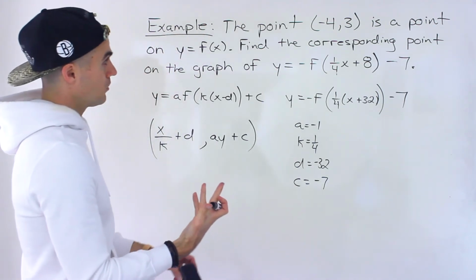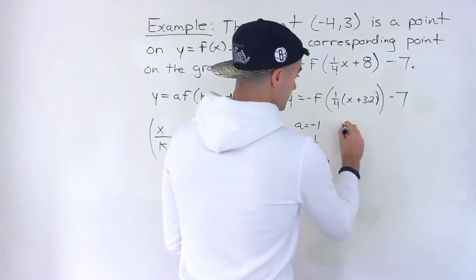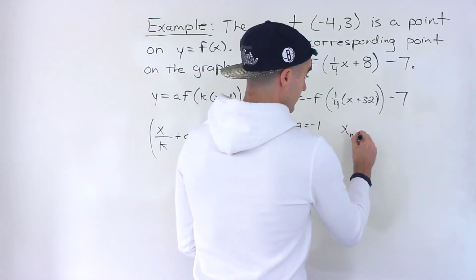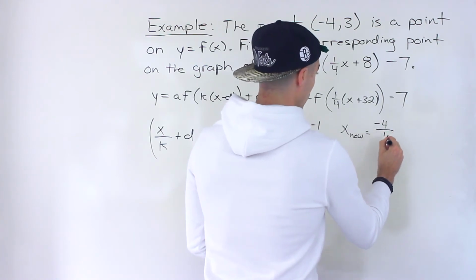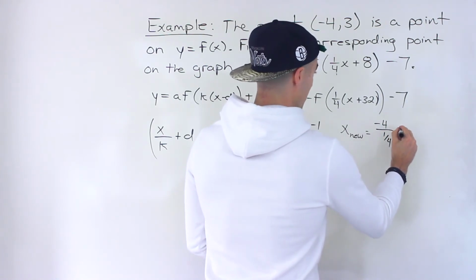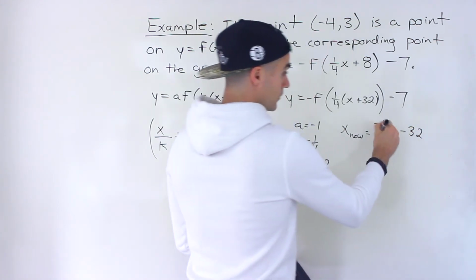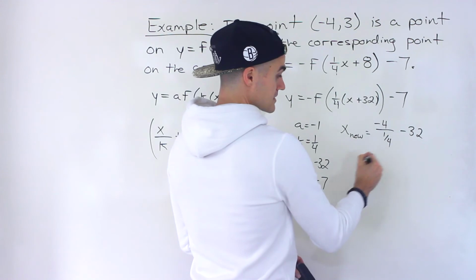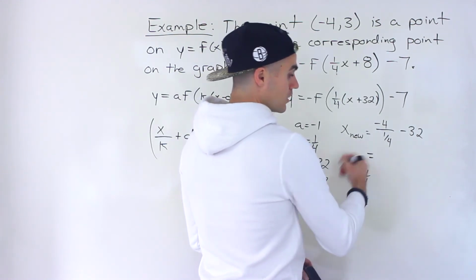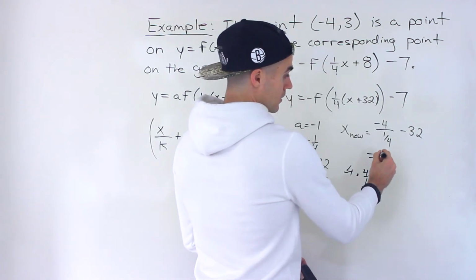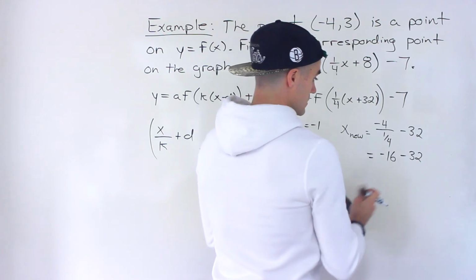So to transform the point, again, we're going to be using this. We take the -4. The new x value would be -4 divided by the k value, 1/4, plus the d value, so it'd be -32. Now, what's -4 divided by 1/4? That's like -4 times 4/1, which gives us -16. So it'd be -16 minus 32, which would give us -48.